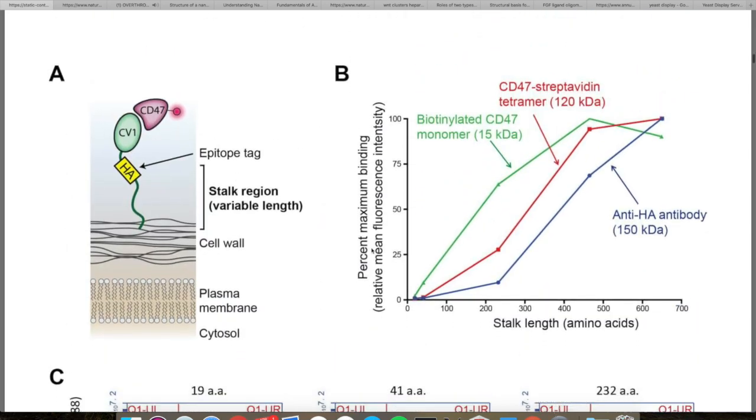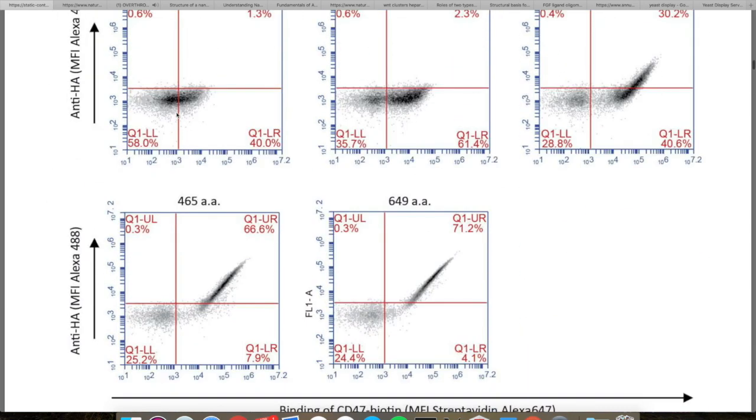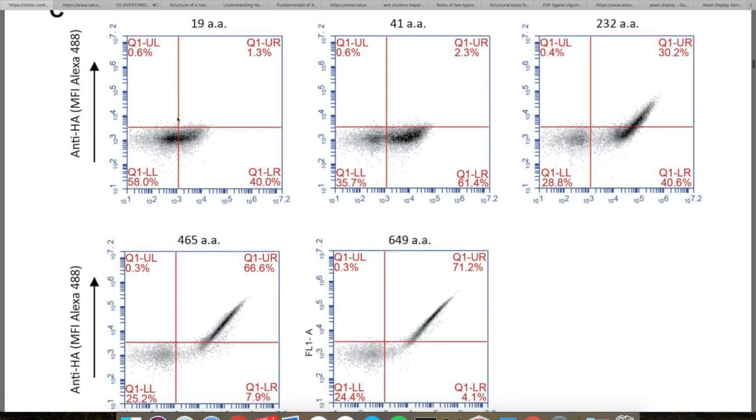So the key part to how this works is that they took a known complex between these proteins CV1 and CD47 and stuck the CV1 at the cell surface using linkers of different lengths, and then used fluorescence activated cell sorting against the HA tag, and by adding the target protein CD47 with a different coloured label on it. And so this is an example of fluorescence activated cell sorting.